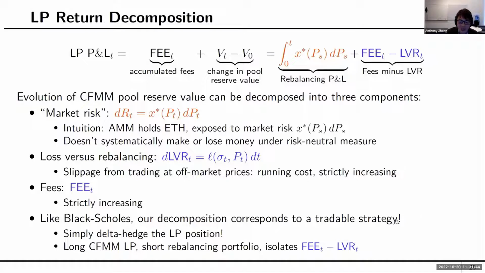You can actually trade this. And then in our empirical analysis, which I'll spend a tiny bit of time on, I'll show you what happens when you actually do this in the data: invest in a liquidity pool, and then delta hedge the result.